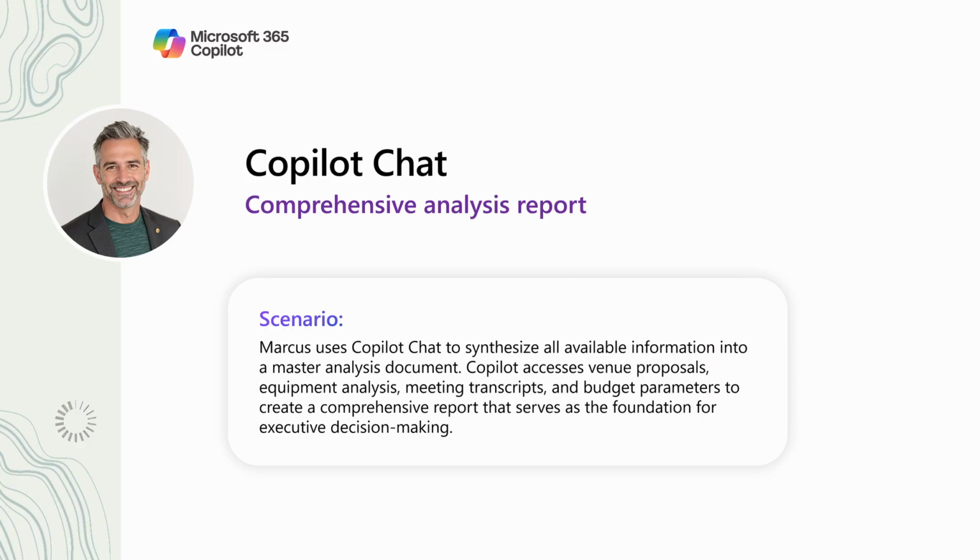Then, when we take this knowledge and couple that with the documents in Microsoft 365, like those proposals, it can only get even more compelling. Marcus uses Copilot Chat to synthesize all available information into a master analysis document. Copilot accesses venue proposals, equipment analysis, meeting transcripts, and budget parameters to create a comprehensive report that serves as the foundation for executive decision making.